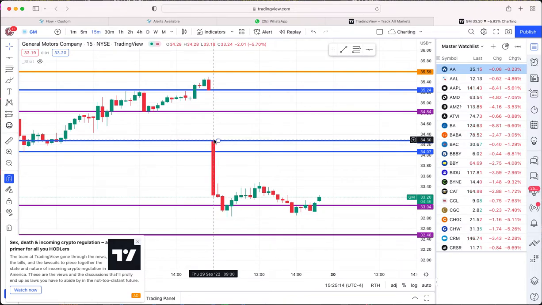And hey, if it doesn't go further down and comes back to my entry, I'm fine with that. It could take me out. So that is the trade.